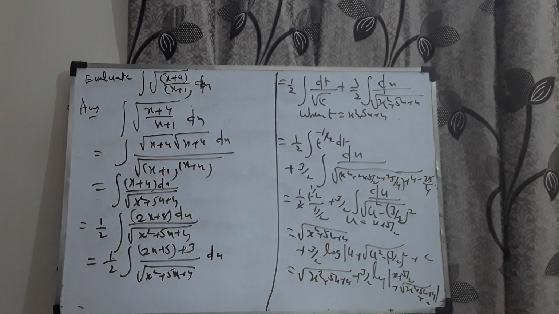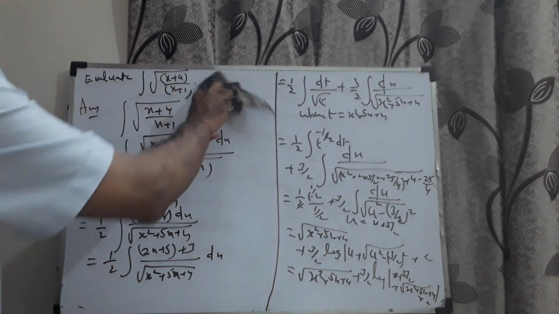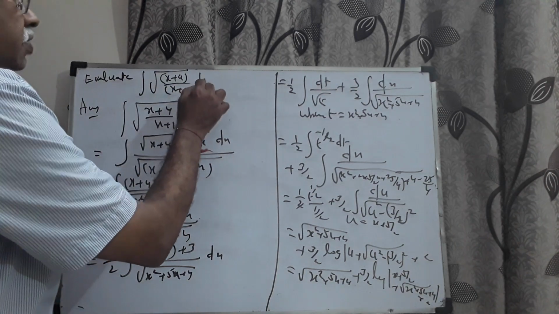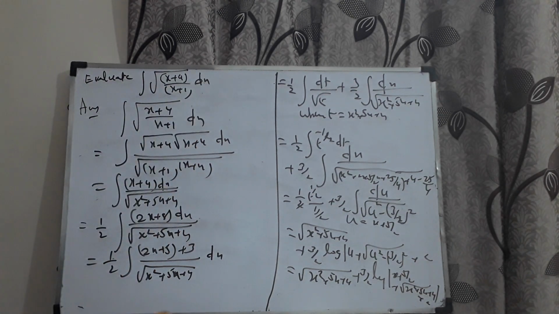The question given to you is integral of root of x plus 4 by x plus 1 dx. The dx is not written properly, okay, I will just write it again. Multiply and divide by root of x plus 4 in the second step, so that the root will go off in the numerator. It will become x plus 4 dx by root of x square plus 5x plus 4.